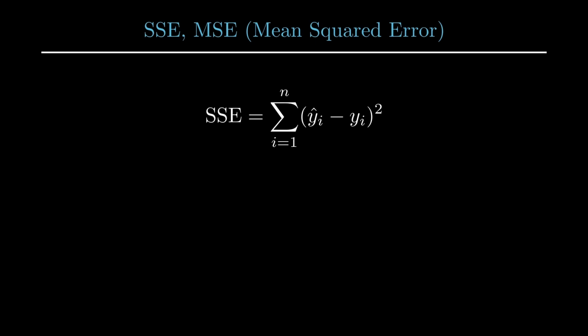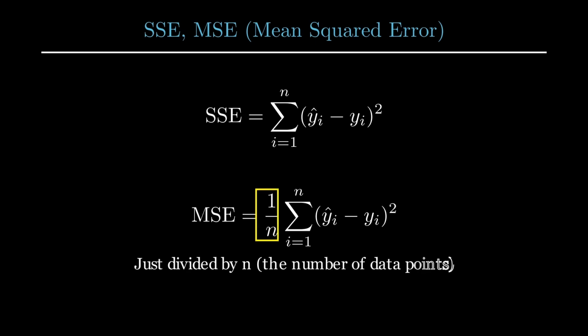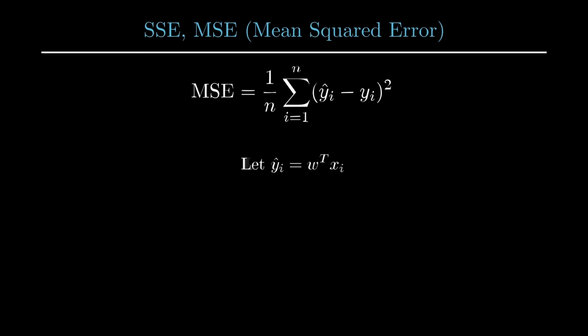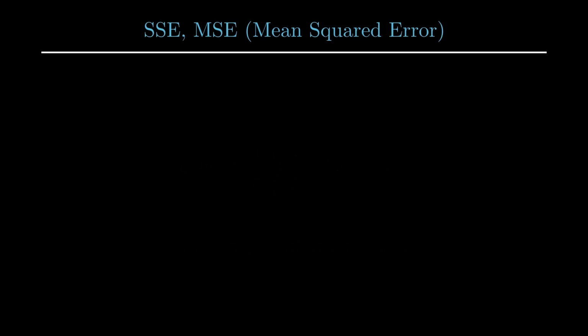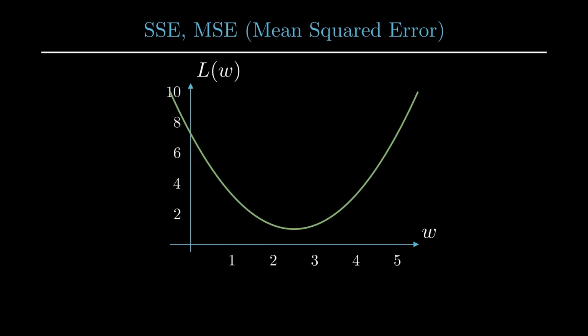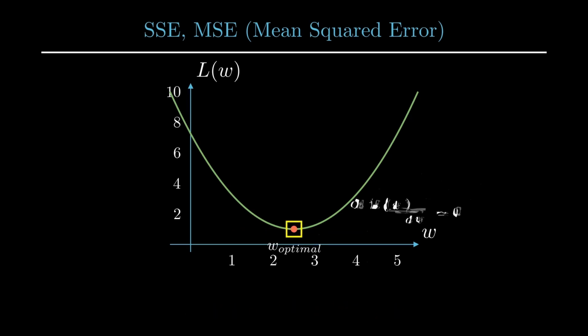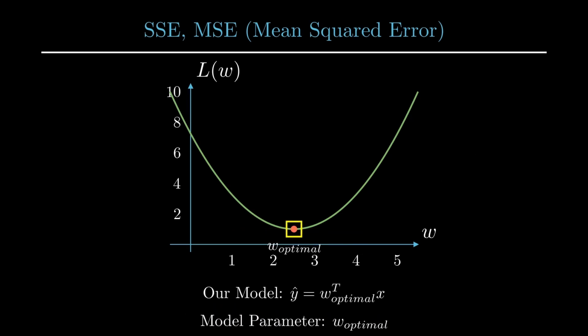Now, let's compare two related formulas, SSE and MSE. MSE, mean squared error, is simply SSE divided by n, the number of data points. We can rewrite MSE in terms of w, and when we do, we see it's a quadratic function of w. Graphing L(w) versus w, we get a convex, bowl-shaped curve. How do we find the minimum? Exactly. We take the derivative, set it to 0, and solve for w. That w becomes our model parameters, and the equation y hat equals w transpose x becomes our model for predicting house prices.